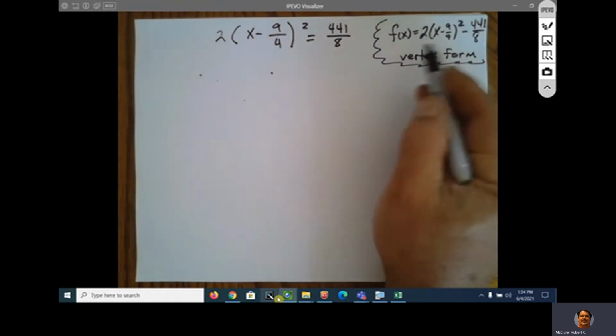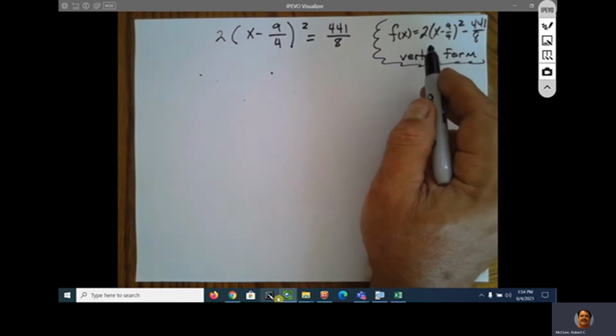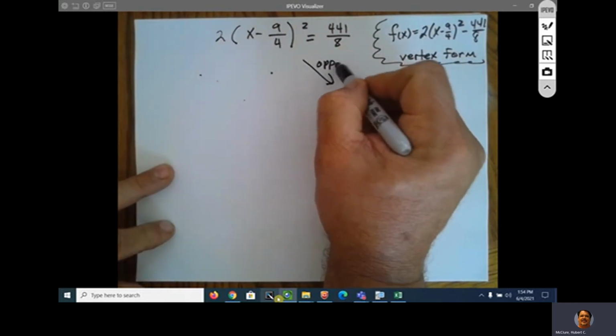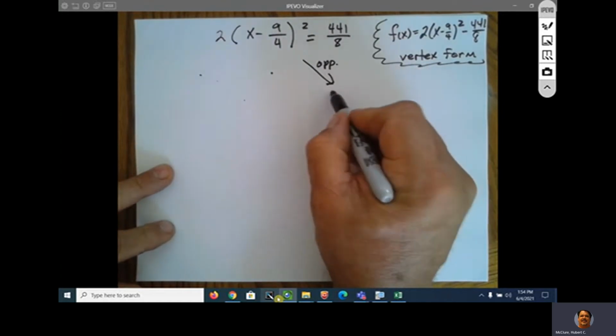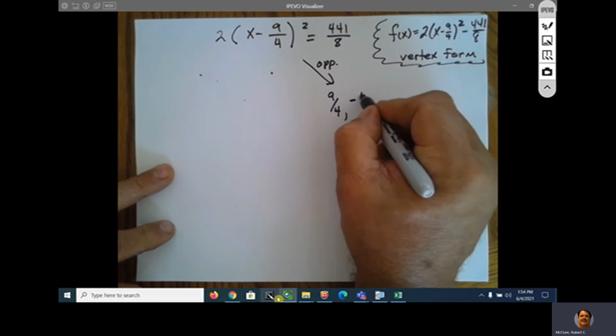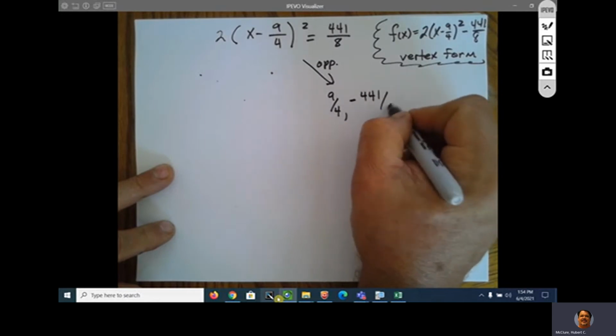Now that's just a preference. I don't care anything about that. I tell students to find the vertex right here, take the opposite of both numbers. So that'd be 9/4, comma, negative 441 over 8. And that's your vertex. And now we're going to solve for x.